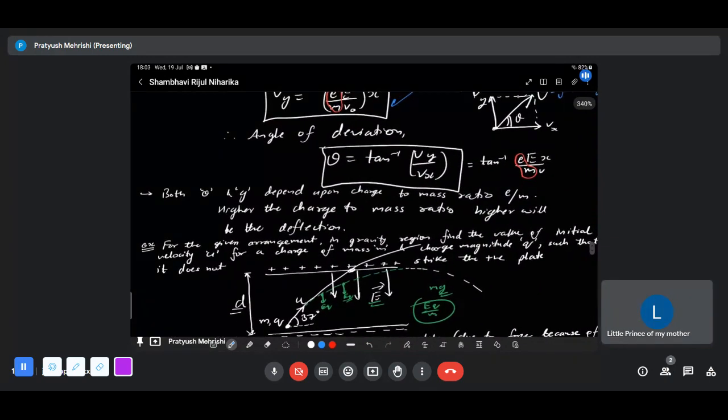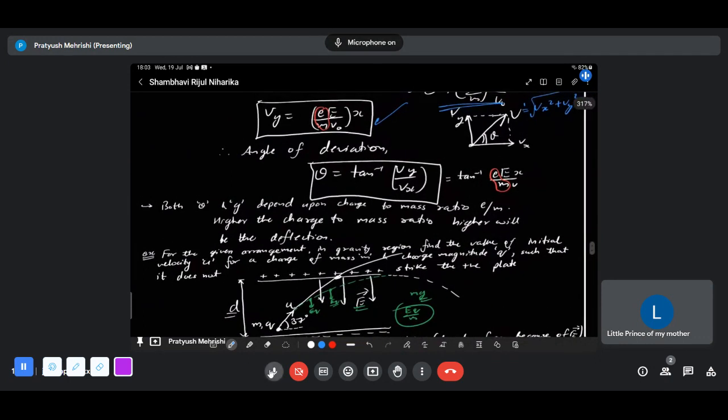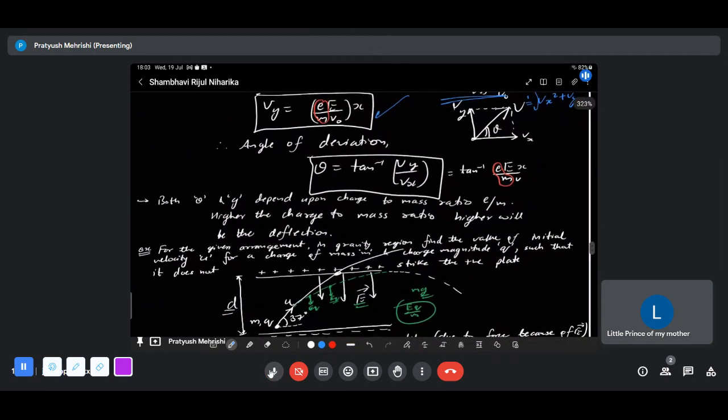Take down this question and try to solve it. This is your homework. For the given arrangement in gravity, find the value of initial velocity for a charge of mass m and charge magnitude q such that it does not strike the positive plate. Okay, solve it.